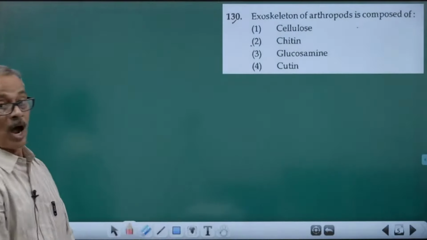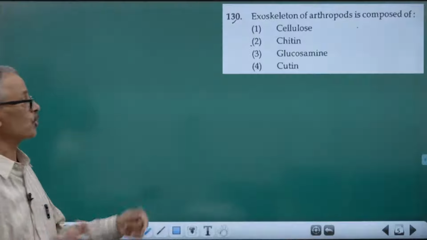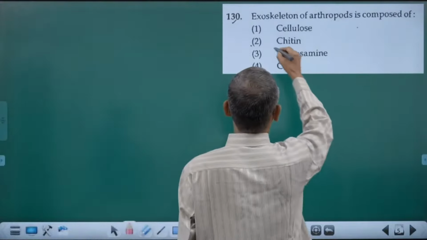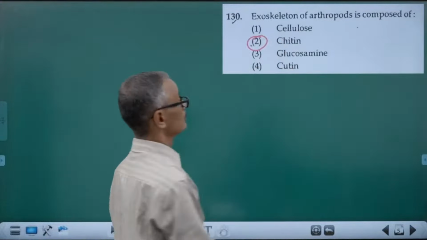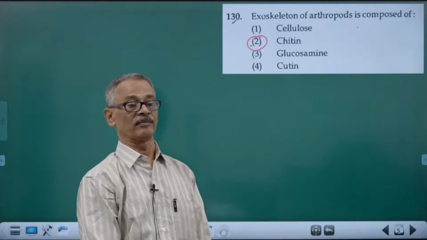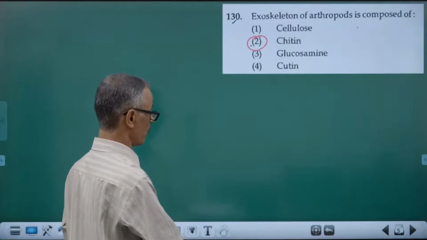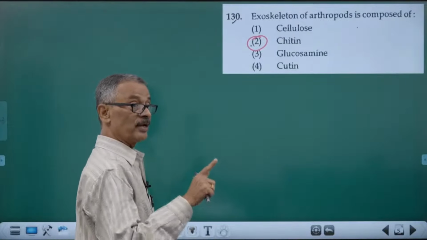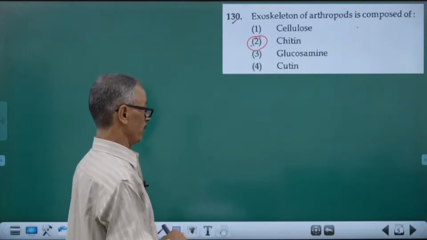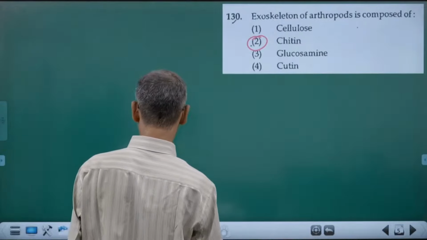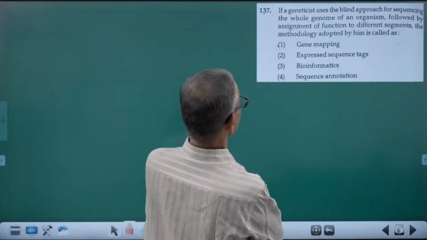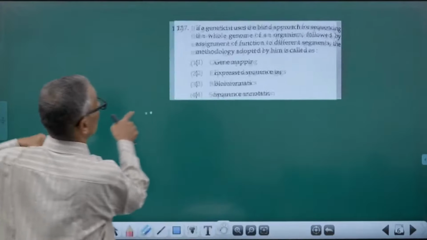Exoskeleton of arthropods. A very simple question. They are all made up of chitin. Chitinous exoskeleton. They are characterized by chitin. What is chitin? A polymer of N-acetyl glucosamine. Next question is again from biotechnology.